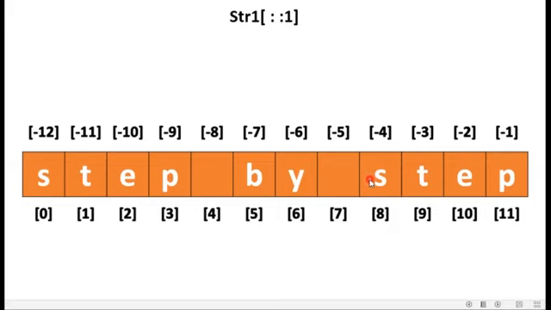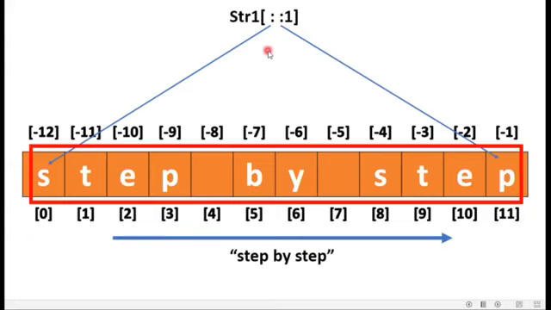So let's understand this. The starting value is indicating the 0th index position because it is not given. So by default, the 0th index position will be taken up and the end value will be taken up as the last index value, right? By default. And the stride value is given as positive 1. So it will take place from left to right and the string will be printed like this. The first character from the left is S, then T, E, P and so on, and the last character is P, which is printed over here.